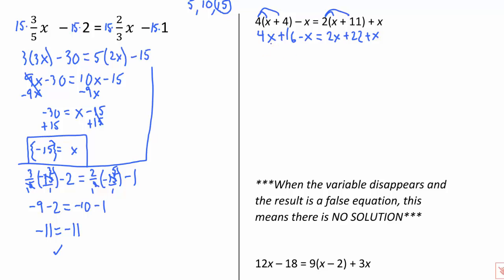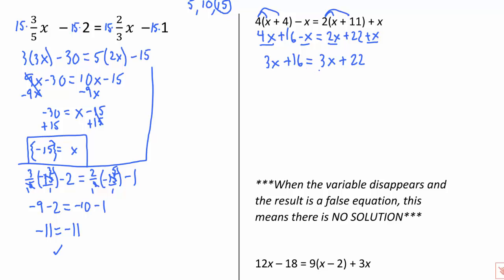Now we need to combine like terms. So we get 4x, negative x, 4 minus 1 is 3. So 3x plus 16 is equal to, then we have 2x and x, that means 3x, plus 22. So 3x plus 16 equals 3x plus 22.